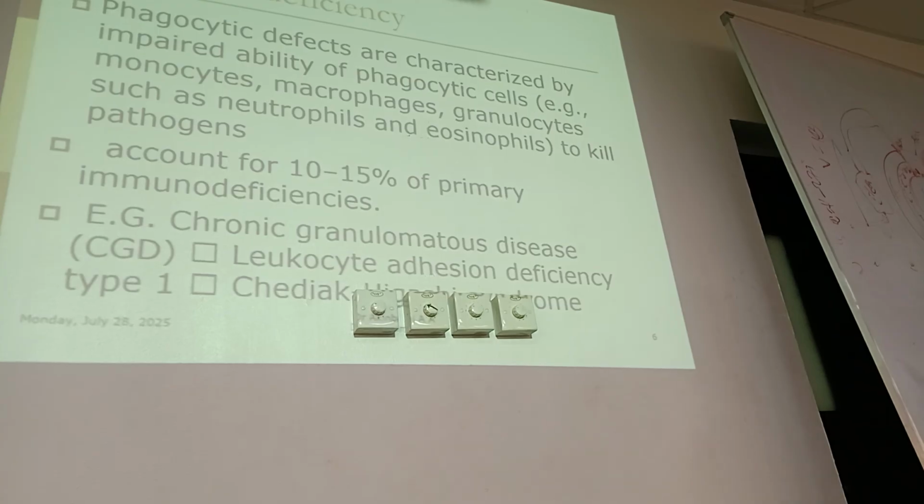So we also have phagocytic deficiency. We talked about phagocytes last time. Then there could be a deficiency of the enzymes. You cannot phagocytose bacteria or fungi. So phagocytic defects are characterized by impaired ability of phagocytic cells, such as the monocytes, the macrophages, and granulocytes, such as neutrophils and eosinophils, to kill, and this can also account for some degree of immunodeficiency. Examples are chronic granulomatous disease or leukocyte adhesion deficiency type 1.